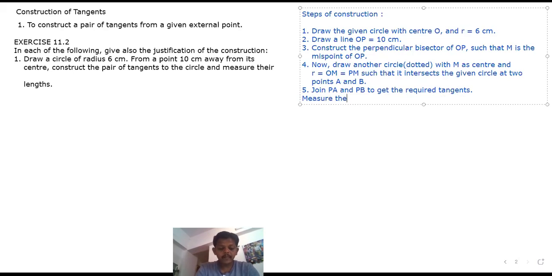Measure them. Simple thing is measure them. Very, very simple construction. Start doing. Straight away start doing the construction. So very easy is the construction.